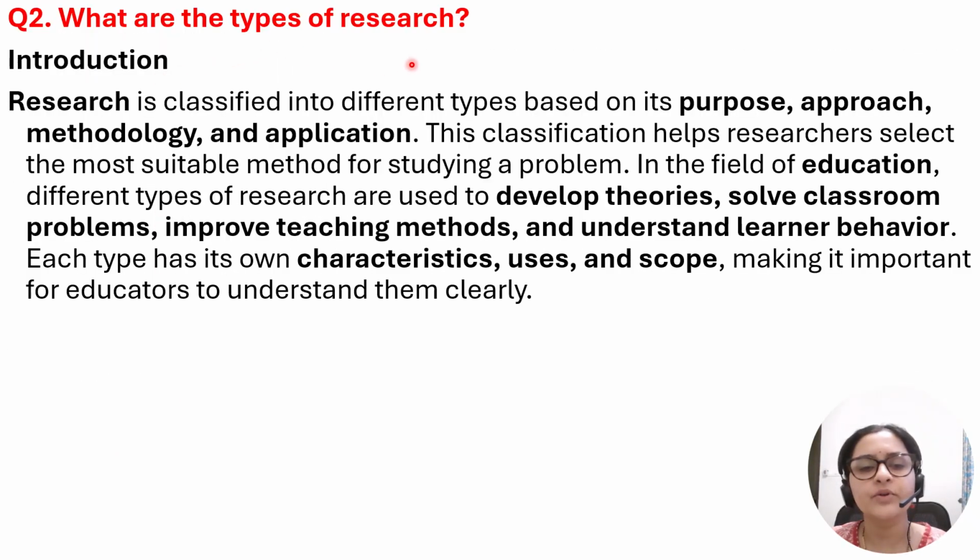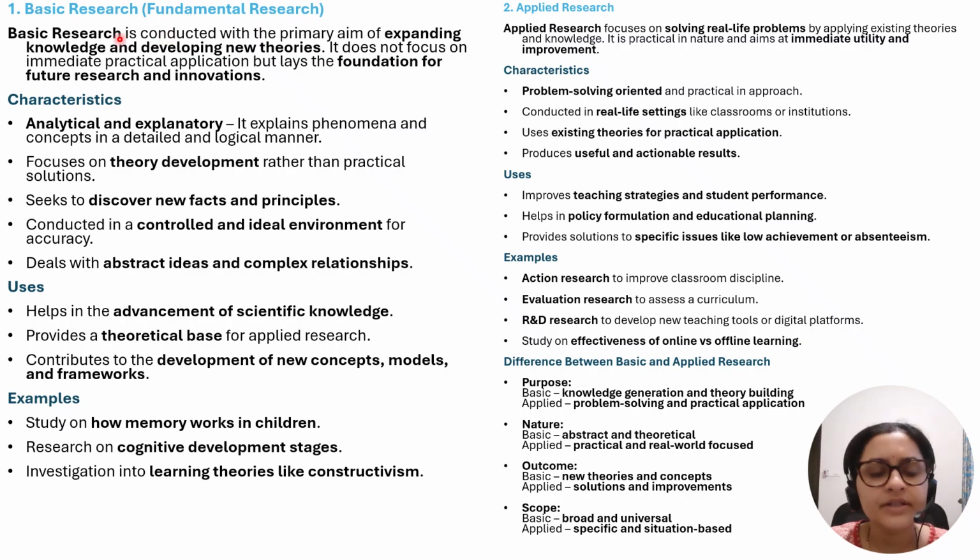What are the types of research? First type is basic research, that is fundamental research. The primary aim of this is expanding the knowledge and developing new theories. That is, whatever knowledge is available, just expansion of that knowledge. It does not focus on immediate practical application, but lays foundation for future research and innovations.